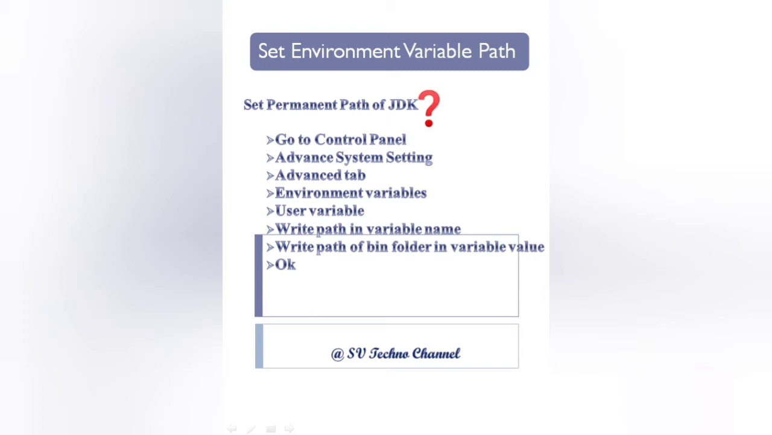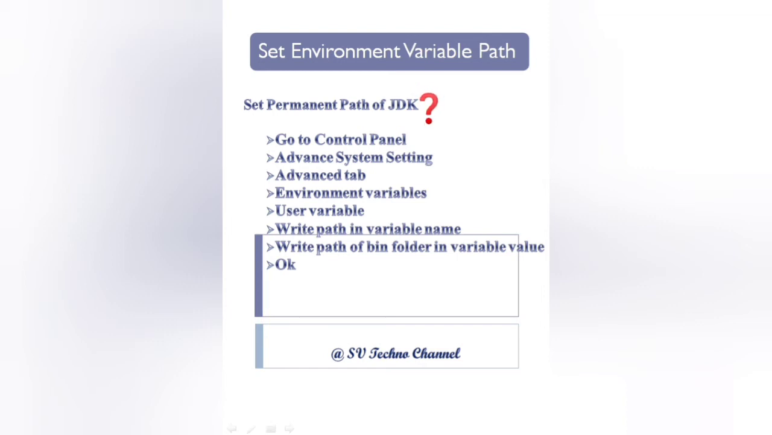To set the permanent path, first go to control panel. In control panel, go to the advanced system setting, and in advanced system setting, go to the advanced tab, and in advanced tab you have to go to the environment variable tab. Then you need to click on new for a user variable.